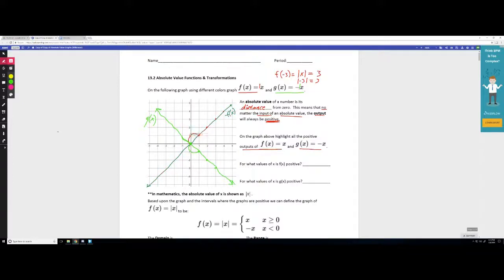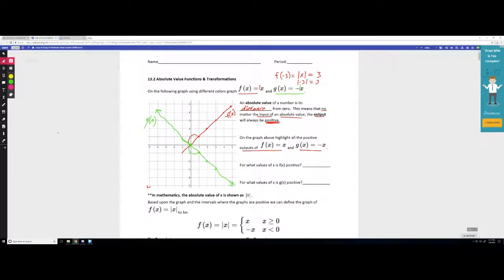All the positive values. I'm going to still try to highlight, but basically all the positive. So you notice in that area, actually, that's kind of cool.